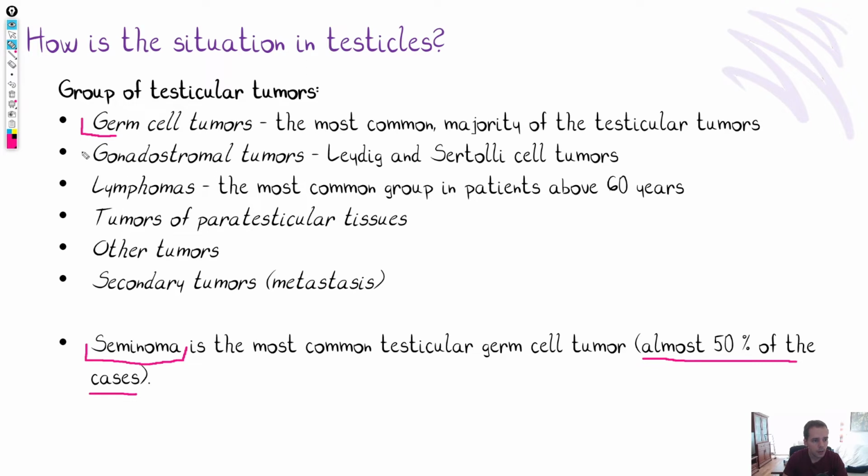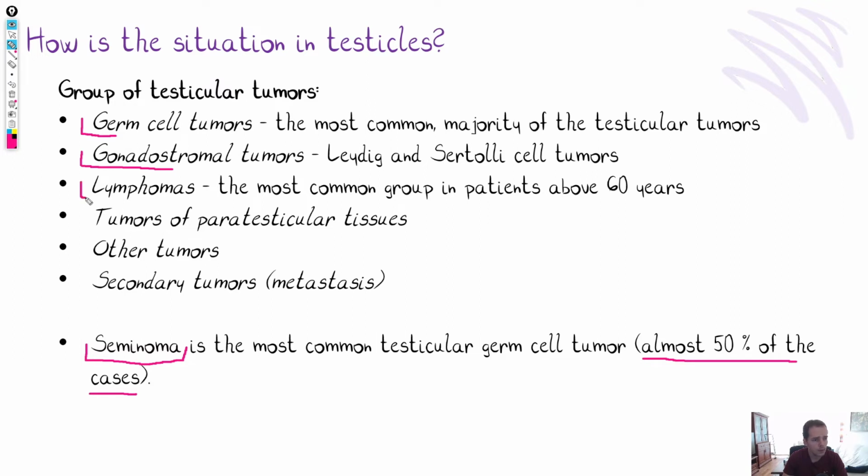Less common are gonadostromal tumors, which we also call sex cord tumors. These tumors differentiate towards Leydig or Sertoli cells, and they are not so common.